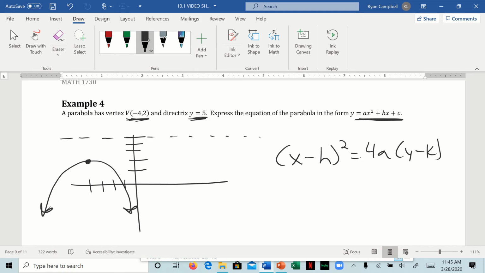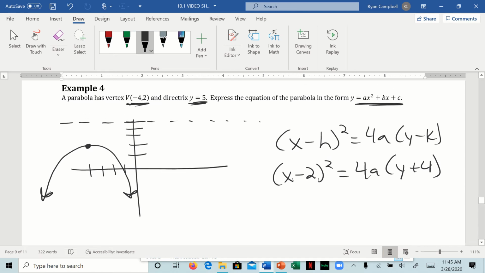We already know what the vertex is, so we can just plug that in. So we get (x plus 4) squared equals 4a times (y minus 2). So now we just have to figure out what a is, and then we need to put it back into this form. So what do we get for a? Well, we know the vertex and we know the directrix. And what do we know about the relationship between the vertex and the directrix?